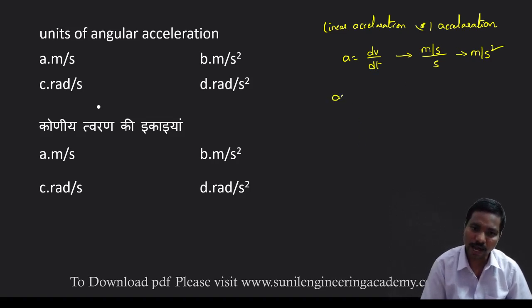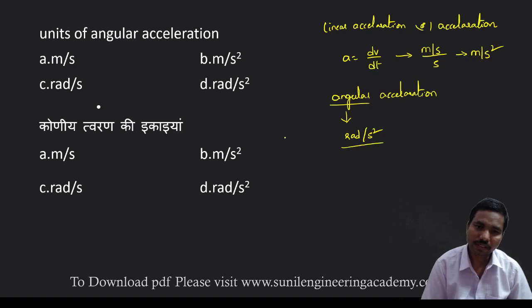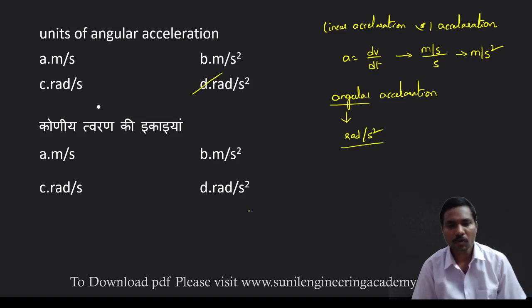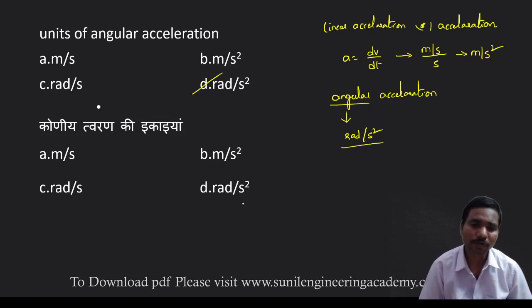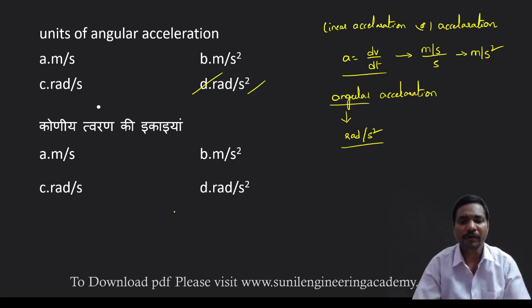If they are asking angular acceleration, then the meters will be replaced with radians. So radian per second square. So the answer is option D. Like that we can easily give the answer. If we know the formula and the concept, you can easily give the answer. No need to learn by heart.